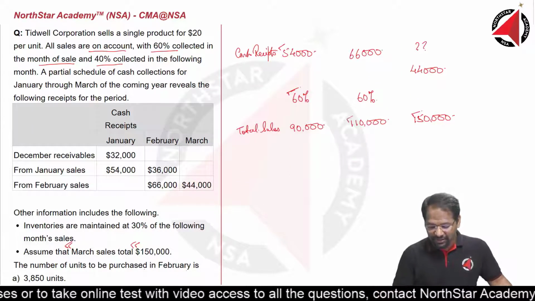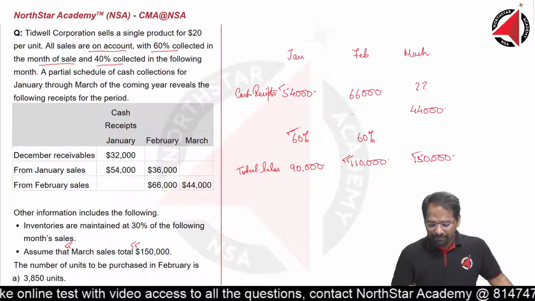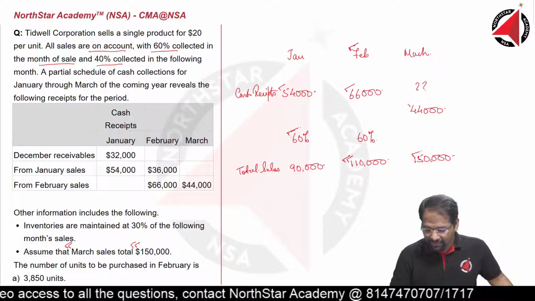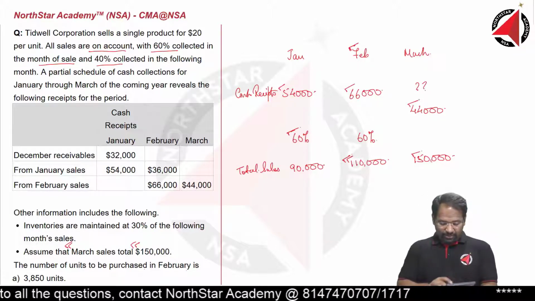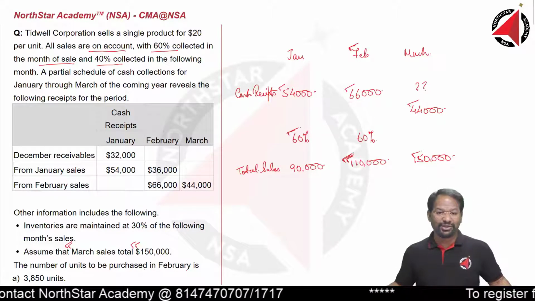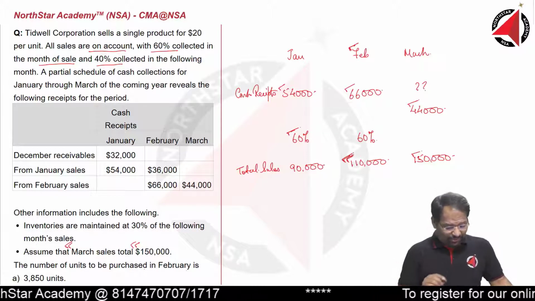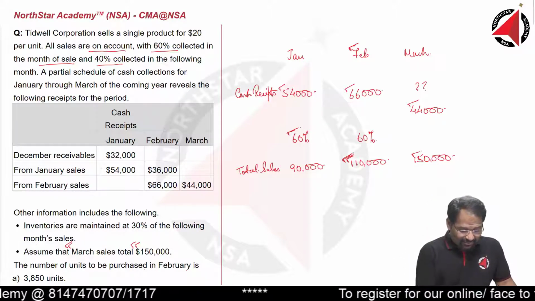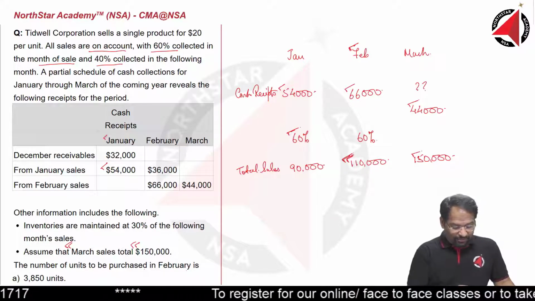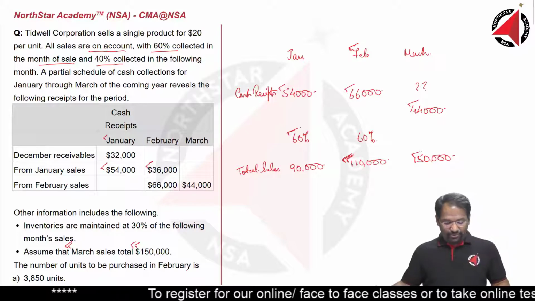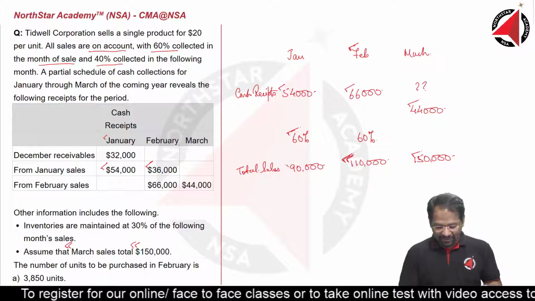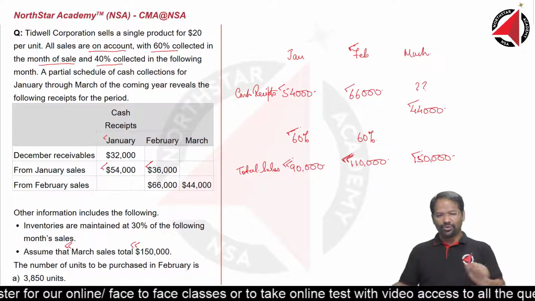If you want to check whether this number is right, we can add up February sales collected in February and February sales collected in the month of March. 66,000 plus 44,000 is exactly 110,000. It is matching. You want to check it once more? Yes, you can. January sales collected in January is 54,000 and January sales collected in February is 36,000. So 54,000 plus 36,000 is exactly 90,000. This is also matching, so you got this right.